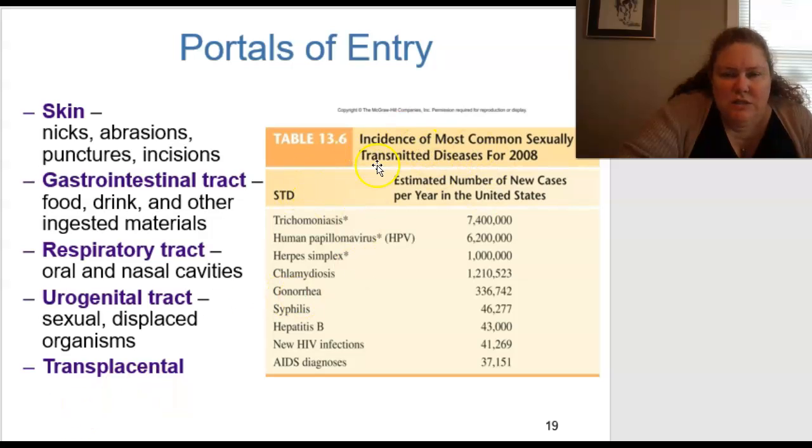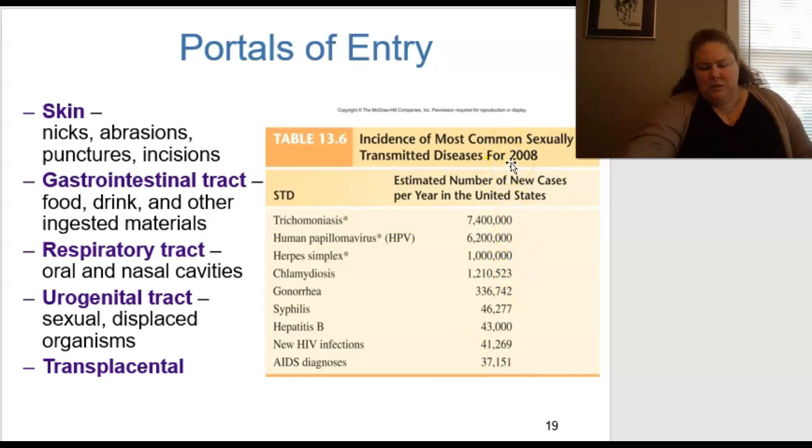So this is figure 13.6, and this is the incidence of the most common STDs from 2008, okay? So you have trichomonas, HPV, herpes, chlamydia, gonorrhea, syphilis, hepatitis, new HIV infections, and AIDS diagnoses. So you can see this is a little outdated, but it pretty much holds true.